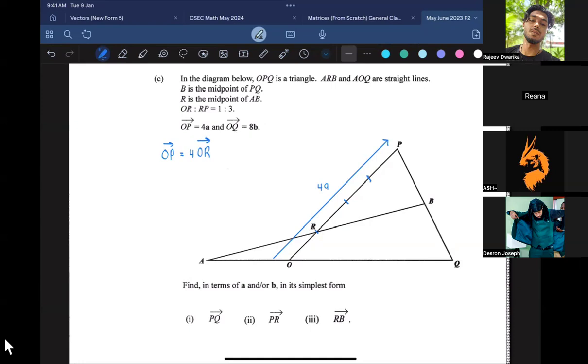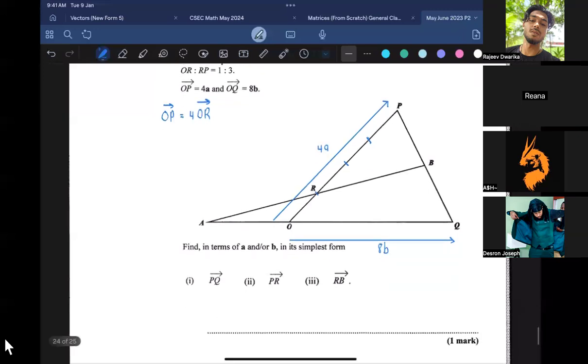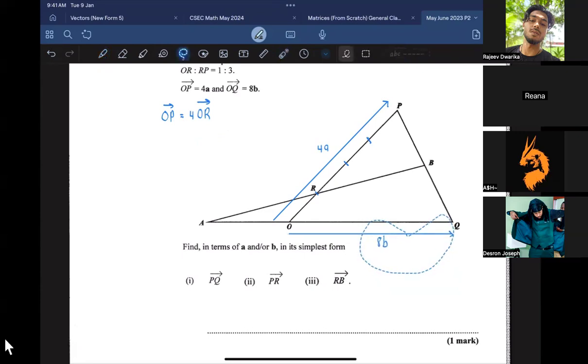Let me see if we can figure out this piece over here. So they're saying that OP is 4a, I have that. And they're saying that OQ is 8b, right? OQ, that's 8b. So let me begin. They want me to figure out PQ. Where am I starting from? P to Q. You're starting from the P. I'm starting from the P and I go to Q. Okay, nice, first P and then Q. Yep.